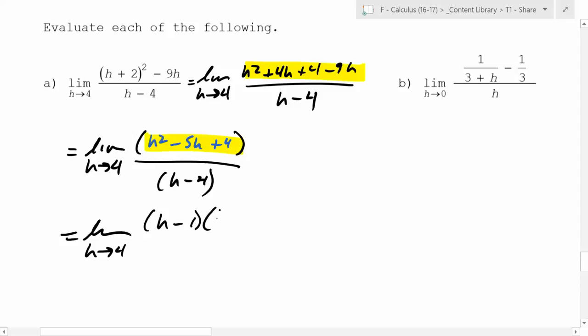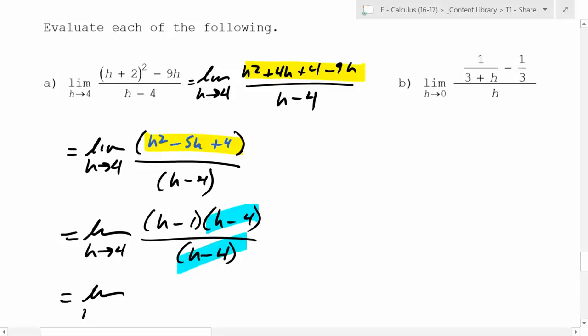So equals the limit as h goes to 4 of (h minus 1)(h minus 4) over h minus 4. Does something cancel? Yeah, leaving you with the limit as h goes to 4 of h minus 1, which is 4. That would be great. I can follow all that clearly. Wait, why did I say 3? Oh, I can't write words. Yeah, it's 3.